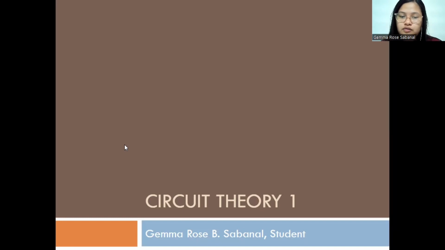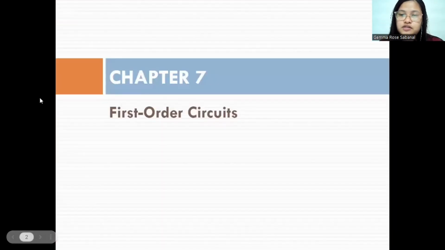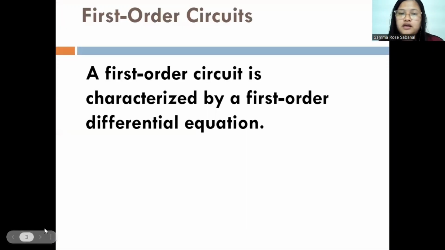I am going to discuss chapter 7, which is the first order circuit. So first, what is a first order circuit? A first order circuit is characterized by a first order differential equation.